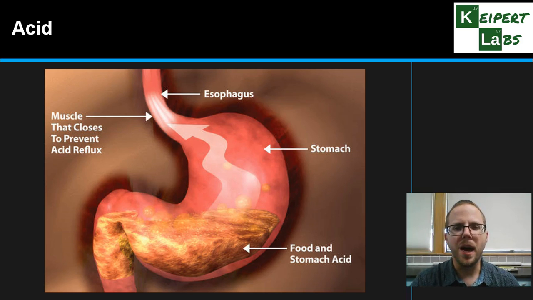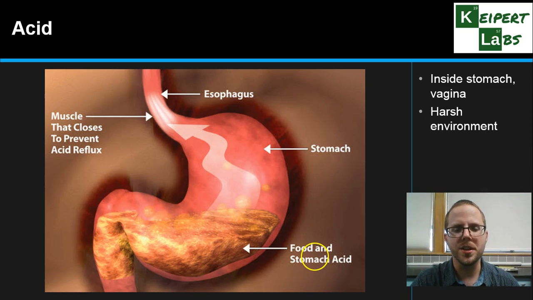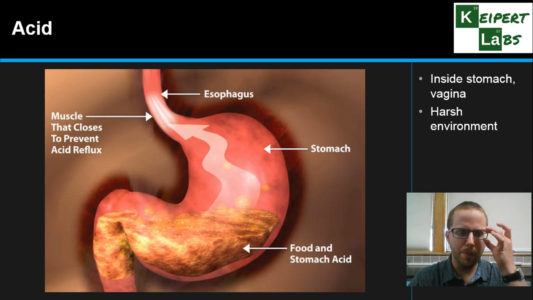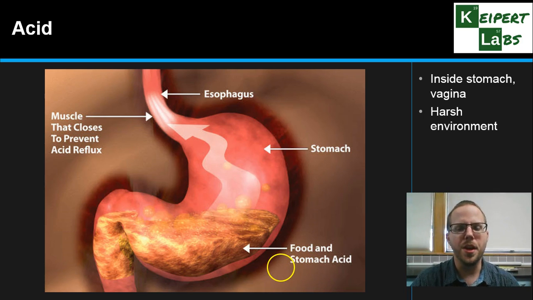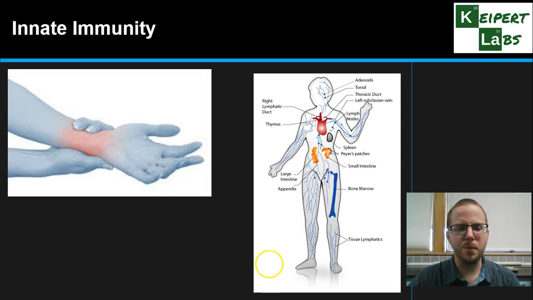We also have acidic environments in certain places, so typically your stomach. For women, it's also inside the vagina. It's all about creating a harsh environment that would kill any bacteria that are able to get inside the body. If they get past the skin, through an opening, or they don't get trapped in the mucus, then an acidic environment will help to kill them because most pathogens can't survive. Okay, so those are some of the ways that your body protects itself before a pathogen invades.